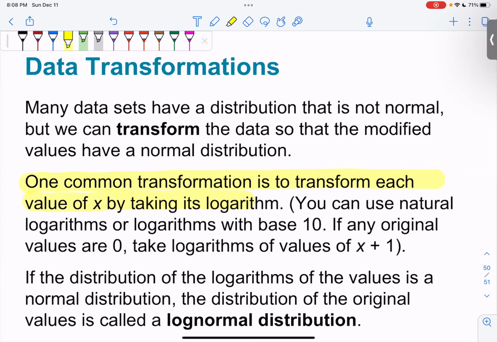So take the logarithm of x with base 10, and then we check the normality again. If we find that the data after we apply that transformation is normally distributed, then we say that yes, the original data is called log normal distribution, okay? But if we couldn't find any transformation that makes this data normal, then we have to go to non-parametric methods and apply them. That's it for now, and thank you.